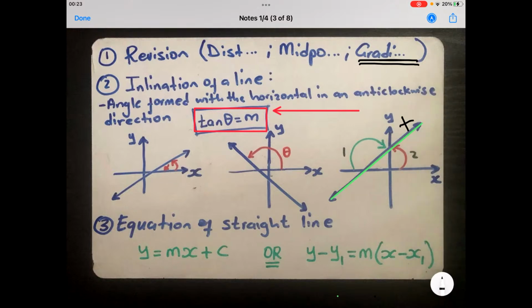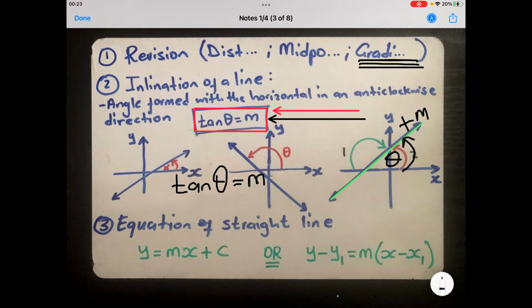Examiner might say, determine that angle there. And you know that angle is the angle of inclination. It's very, very easy to calculate angle of inclination using that formula. So that formula says tan of an angle of inclination is equal to the gradient. That gradient is that same gradient that you find using the gradient formula.